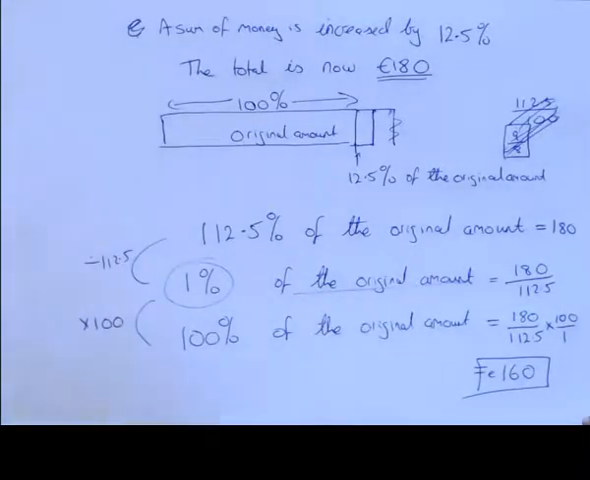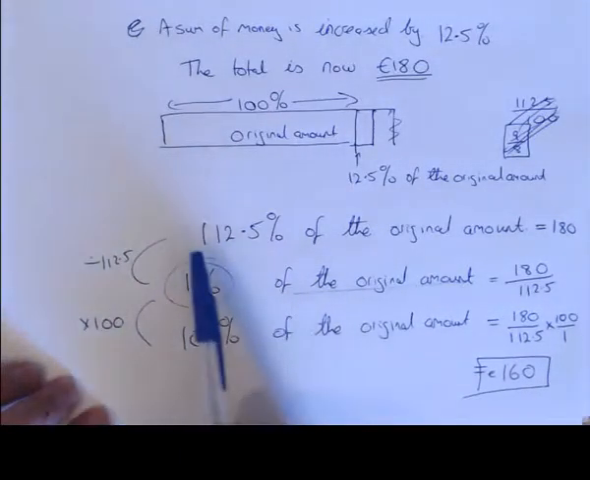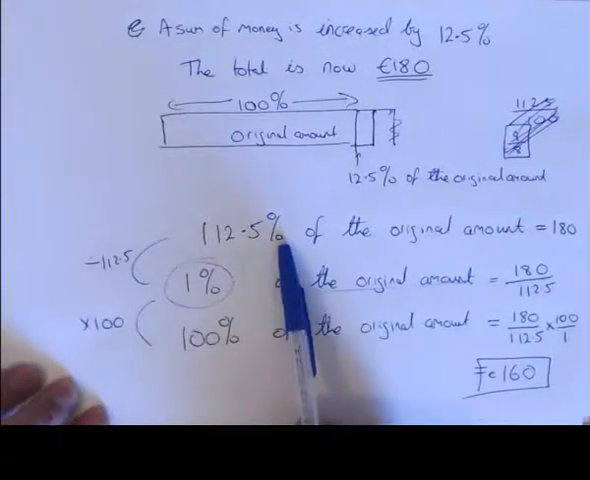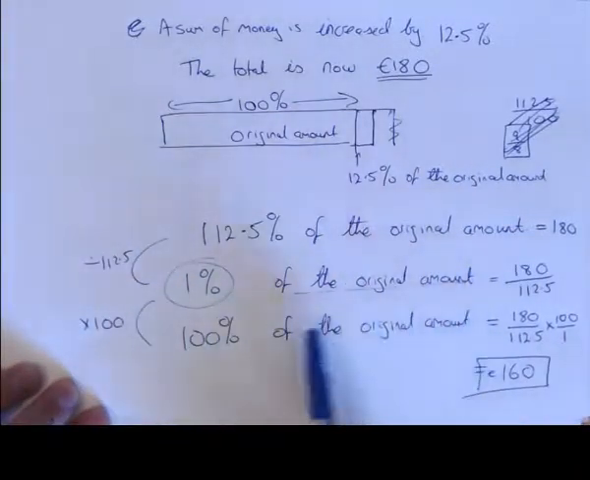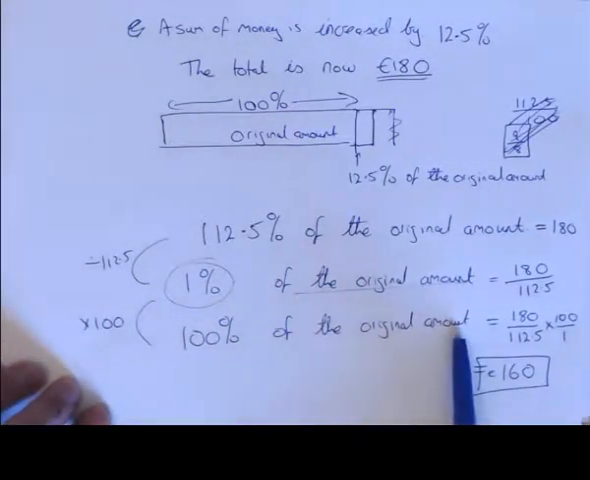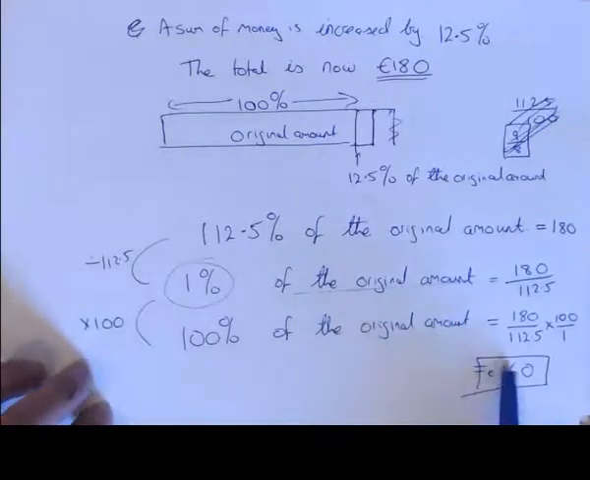So I went through this on Monday. One of the ways that you can do this is the unitary method. We have 112.5% of the original amount. We find 1% of the original amount and we get 100% of the original amount, and that gives us what we are looking for.